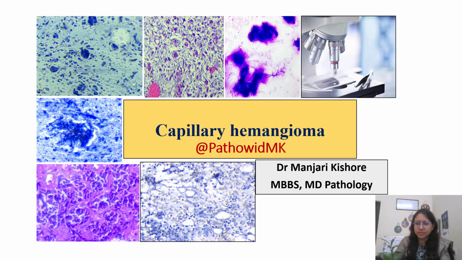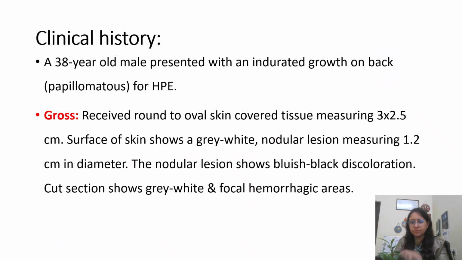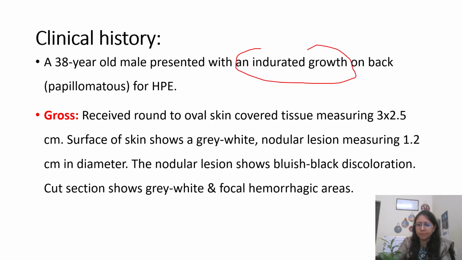So today we'll be discussing a very small topic, that is capillary hemangioma. Just to start with, this was a very common case, not so uncommon, but usually we can see it at various other sites. This case was a 38-year-old male patient who presented with an indurated swelling in the back, and it had a papillomatous projection-like growth.